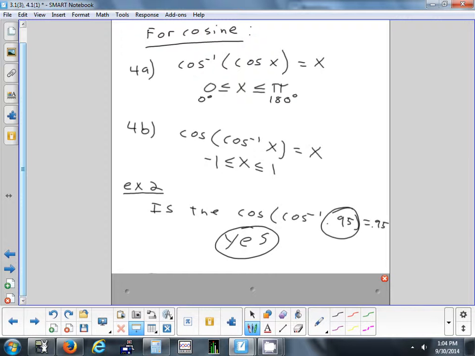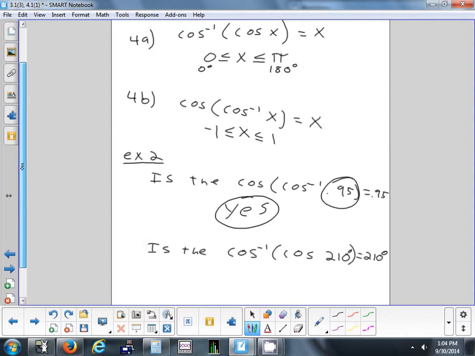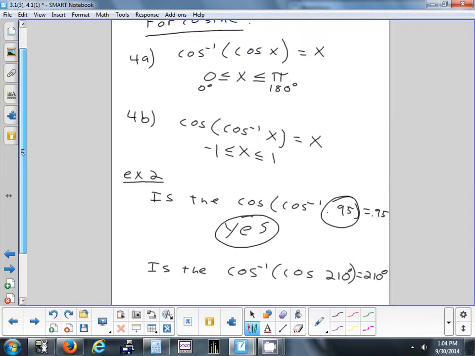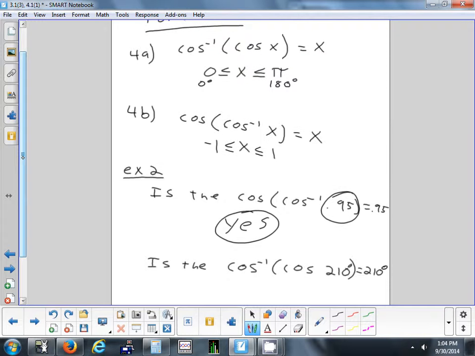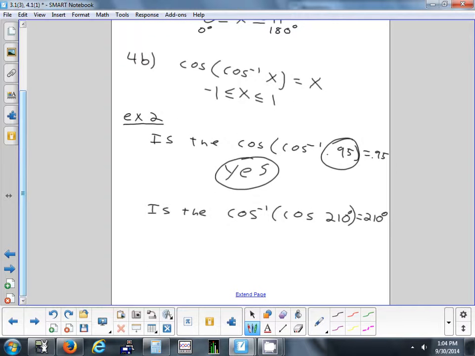Let's look at the last one for cosine. We'll just do 2. The inverse cosine of the cosine of 210. I want to know if that will equal 210. Okay, Olivia, which one is this similar to? 4a or 4b? 4a. Yep, this one is 4a. We're supposed to be between 0 and 180. Are we? No, so that won't work. If you type it in, you will get an answer back on the screen, but it'll be different than the one you started with.